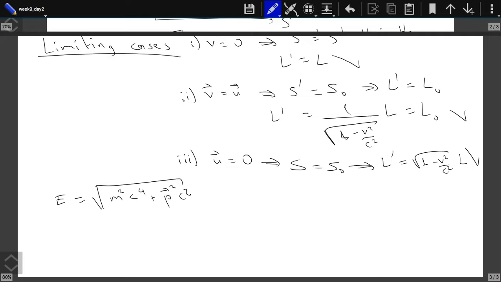You see, the concept of the length of an object is closely related to the concept of simultaneity. Because if you want to find the length of an object, you have to find the position of the boundary of the object at a given time. So simultaneously. But simultaneity in different reference frames means different things.